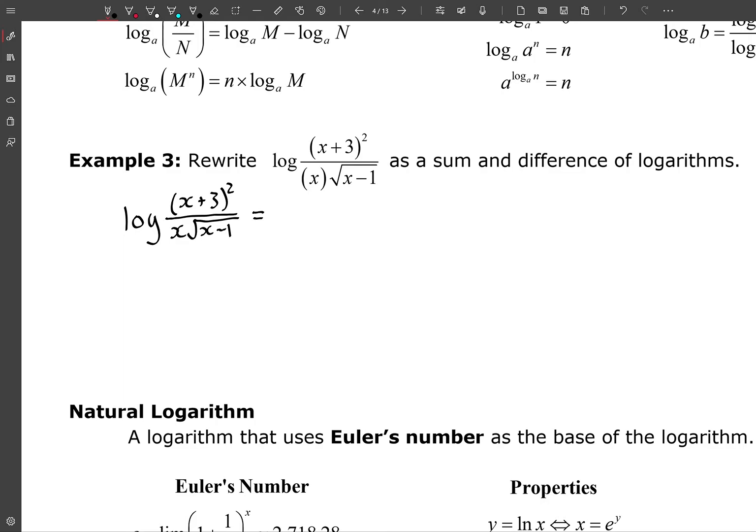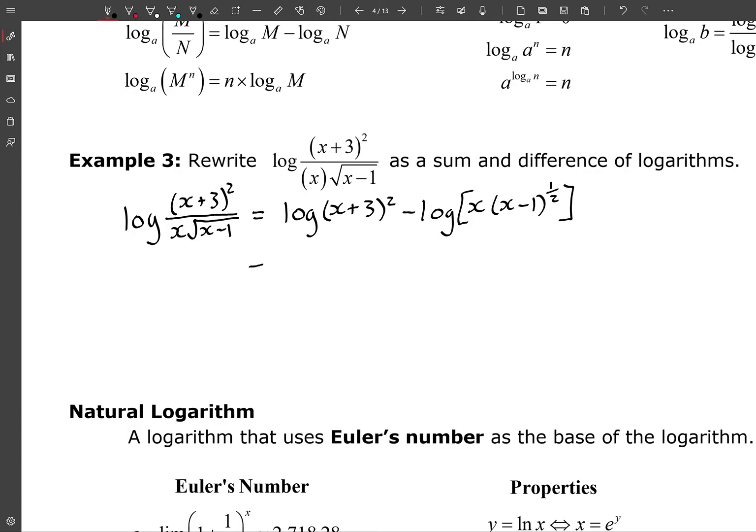So I'm going to break this down first into its difference. It's a division statement, so I can break this down to subtraction. So this is going to be log of (x plus 3) squared minus log of everything in the denominator, x times (x minus 1) to the 1/2. So that's that quotient rule for logarithms.